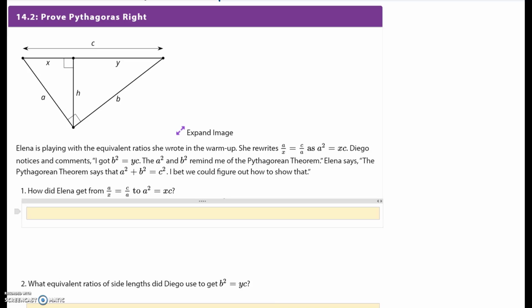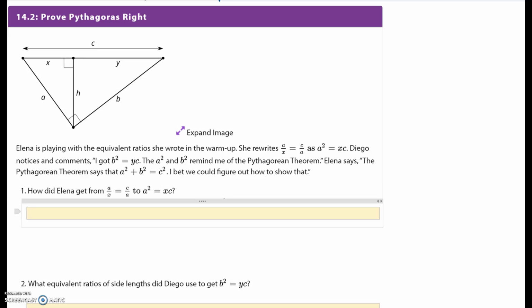Okay, on to problem 14.2 here. What we're going to do with this problem is prove the Pythagorean theorem. So the first thing, Elena is playing with the equivalent ratio. She wrote a over x equals c over a, and she rewrites the proportion a over x equals c over a as a squared equals xc.